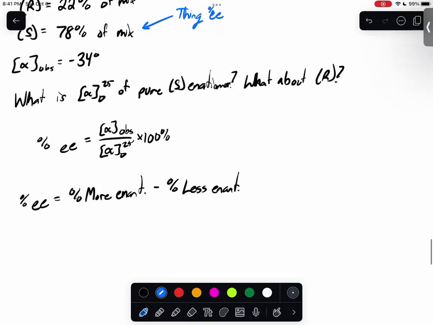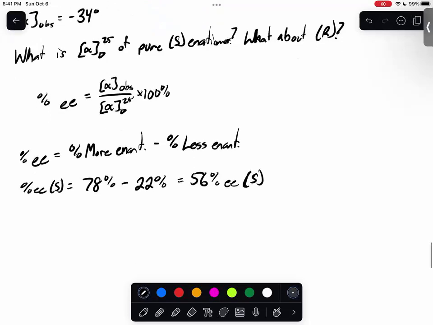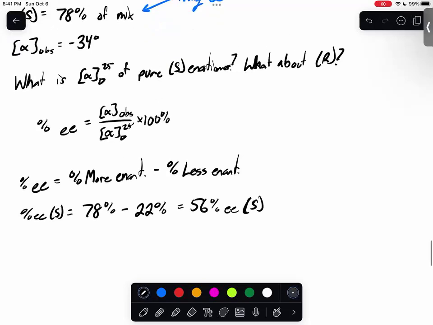So that tells us that down here, 78% minus the 22%, right? That is our S minus our R, gives us our percent EE of S, which if you just do the subtraction, you'll find that it is 50% enantiomeric excess of the S enantiomer. So from here, we're given the observed rotation, so we have all of the variables we need to plug in to that equation, right? Because 56% is equal to the observed rotation, which is negative 34, divided by that specific rotation, times 100%.